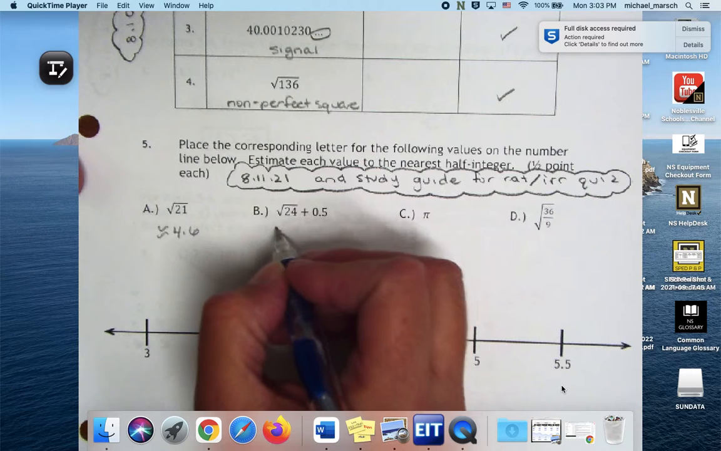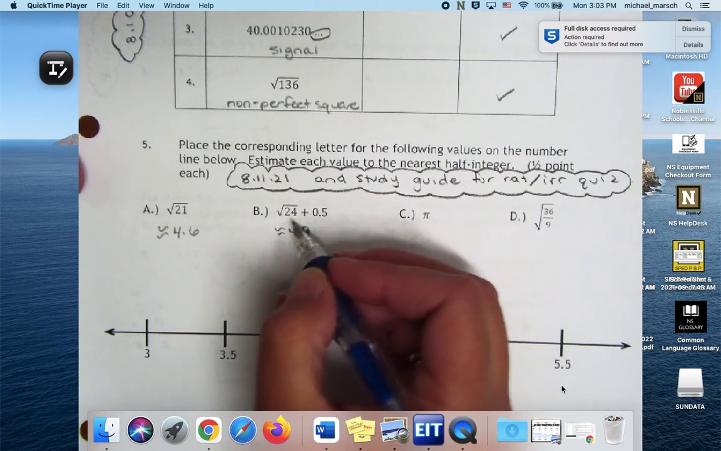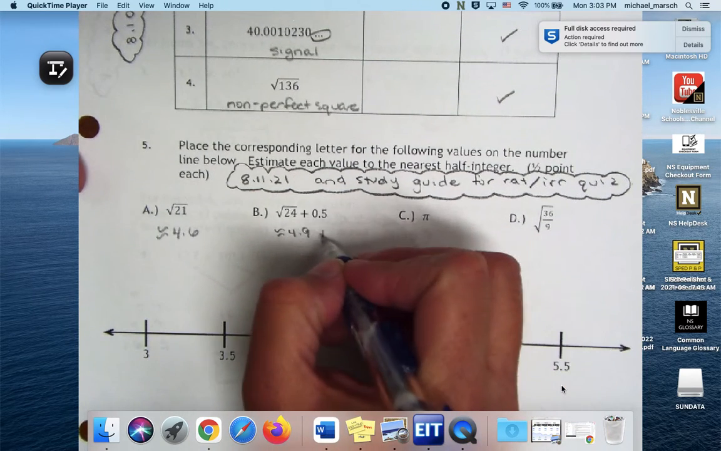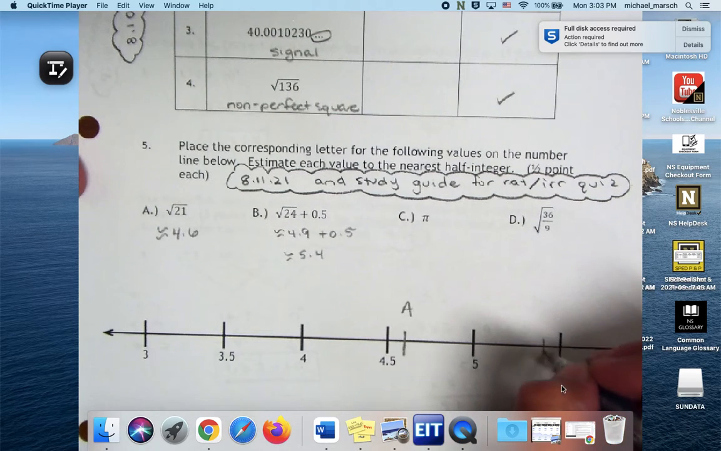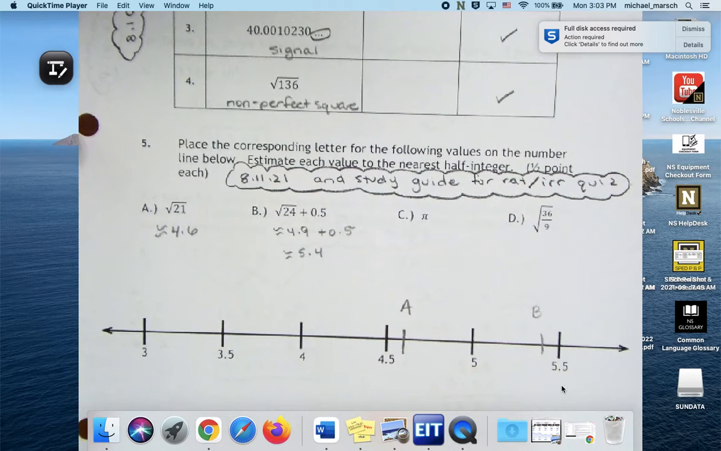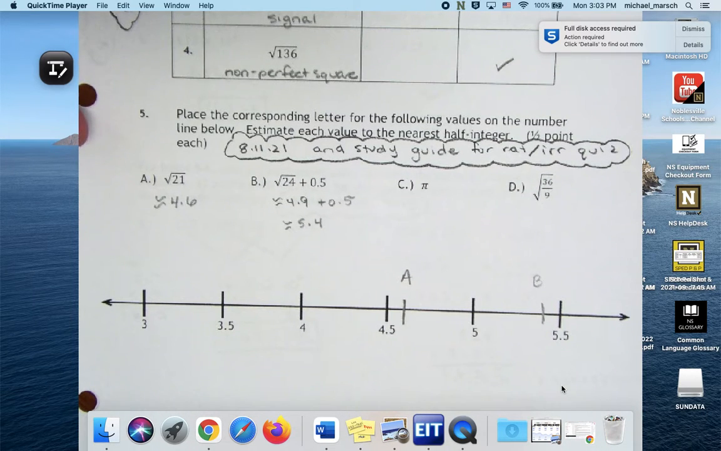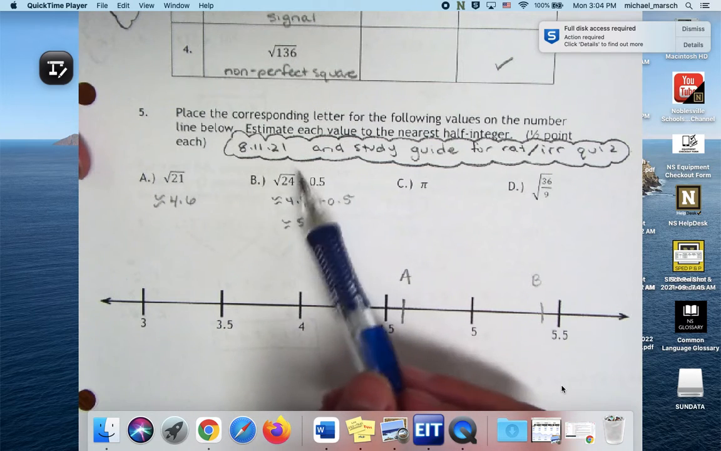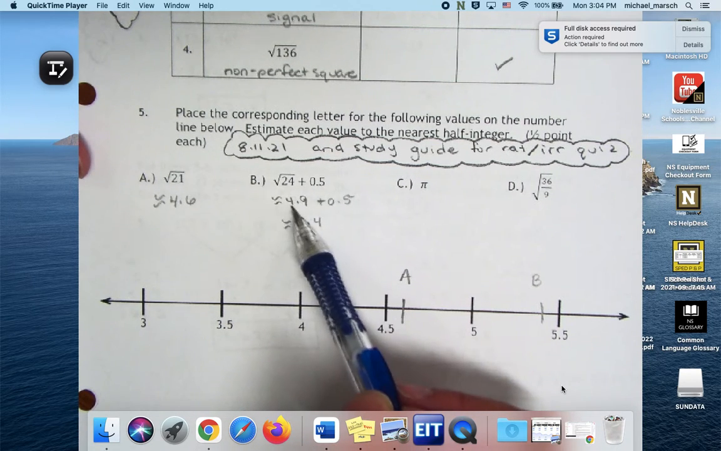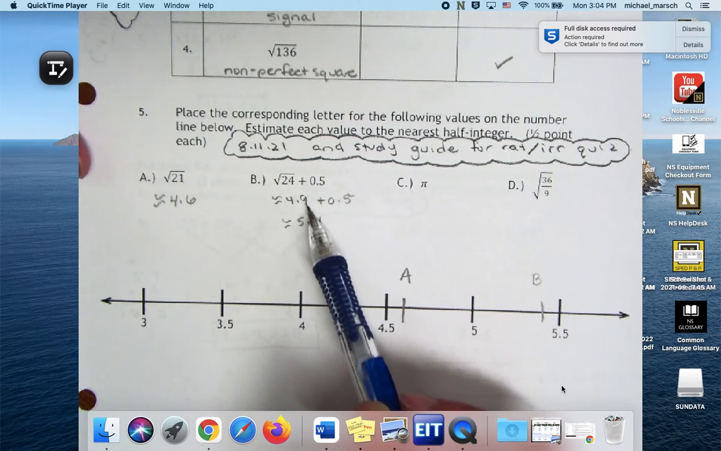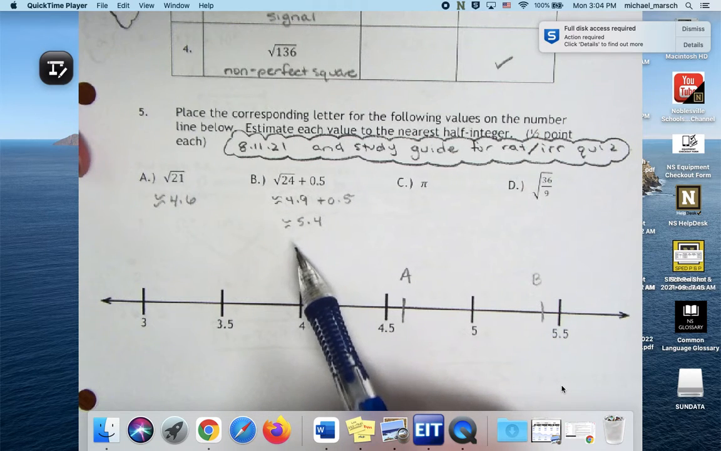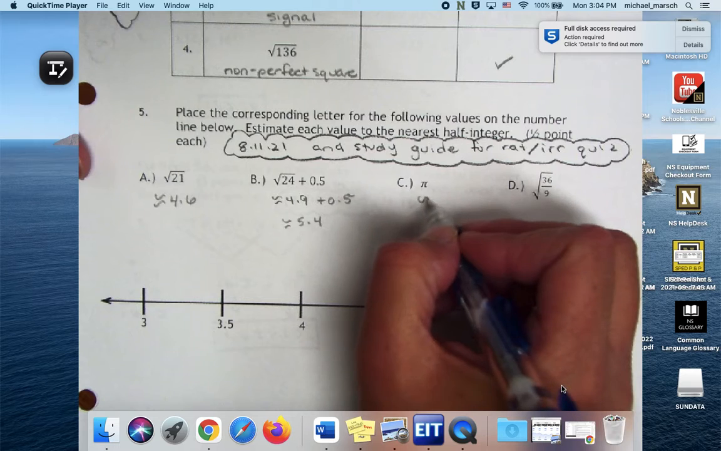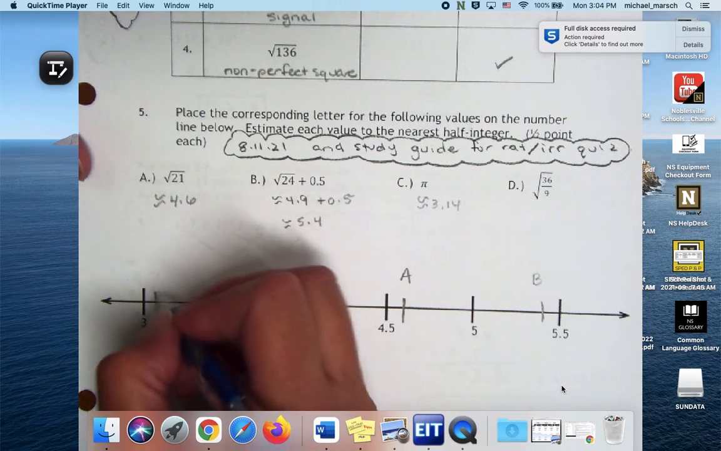Square root of 24 is about 4.9, right? That's almost 25. Plus 0.5 gives me about 5.4. So this is where I would put B. So this would almost be the square root of 25, right? So I know it's going to be really close to the number 5, but not quite 5. And then I add the 0.5 to that, and I get 5.4. This we all know is about 3.14. So this is where I would put C.